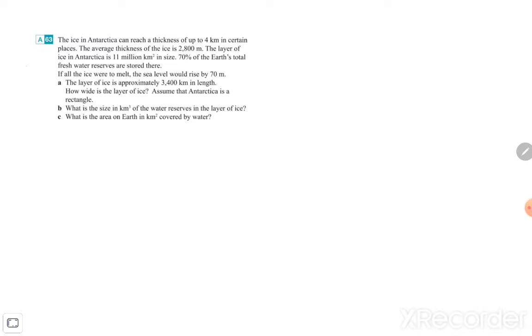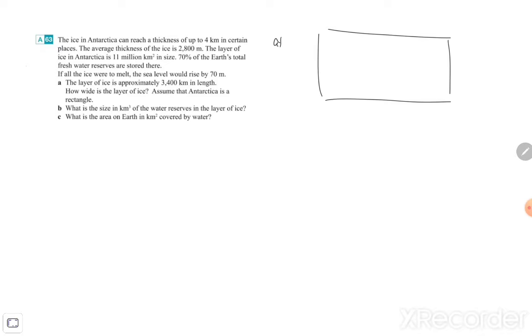The question is, the layer of the ice is approximately 100 kilometers in length. How wide is the layer of ice? Assume that Antarctica is a rectangle. Now let me just look at exercise A and make a sketch of the situation.